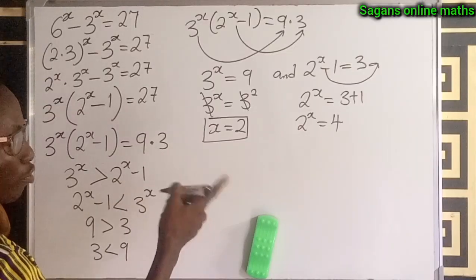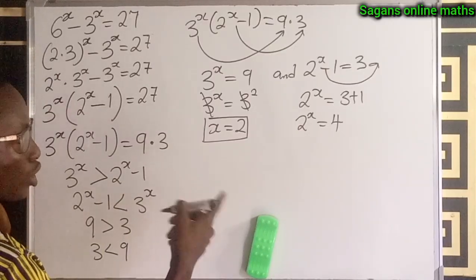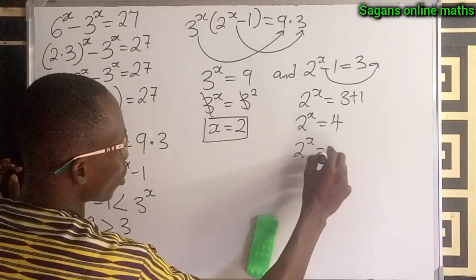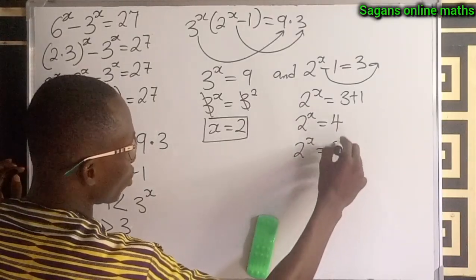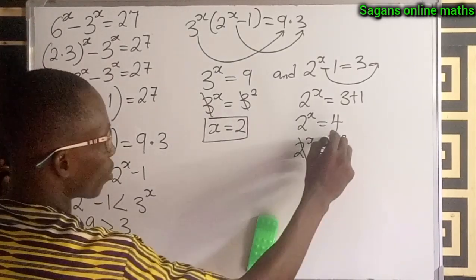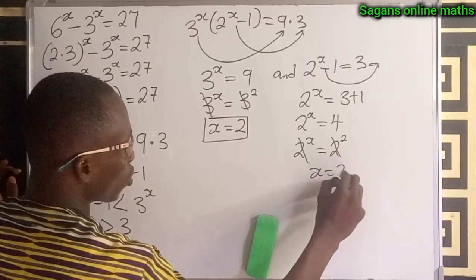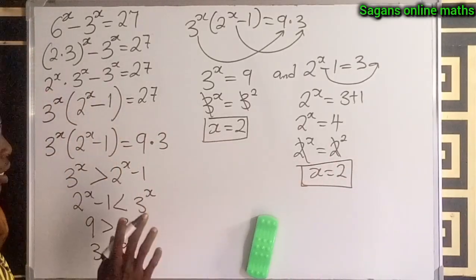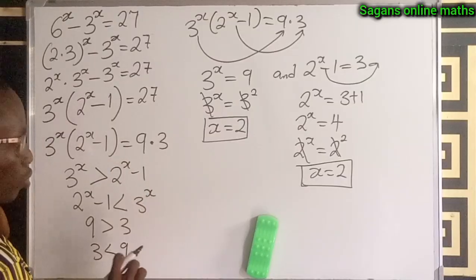Remember that 4 in index form simply means 2 times 2, which is 2 to the power of 2. So that means 2 to the power of x equals 2 to the power of 2. Now the bases are the same, and since the bases are the same, we can do away with them and equate the powers. So x is equal to 2. They are the same. So the only value of x to this question is x equals 2.